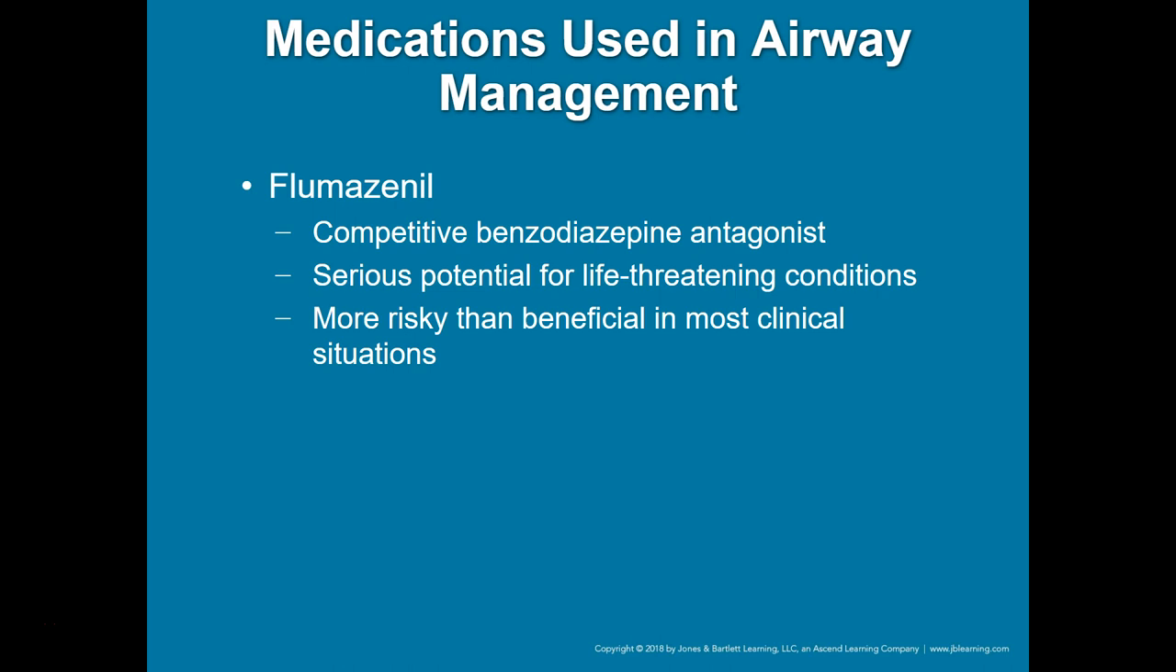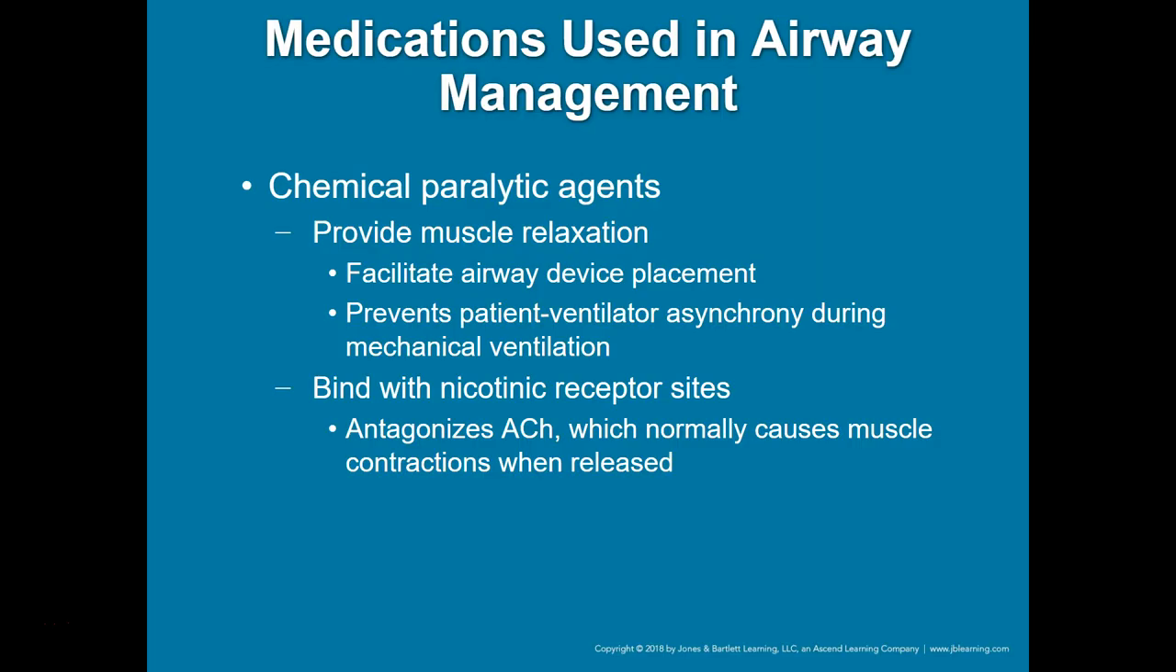A lot of services don't carry it just because of that. If you're having to give a benzo, there should never be any indication for us to want to reverse that. The only time that I could think of that it would want to be reversed would be someone who took it at home and overdosed on it and is then unresponsive. But we could just intubate them. We don't have to worry about reversing those effects. They can do that at the hospital, and we don't have to worry about any of those potential side effects.